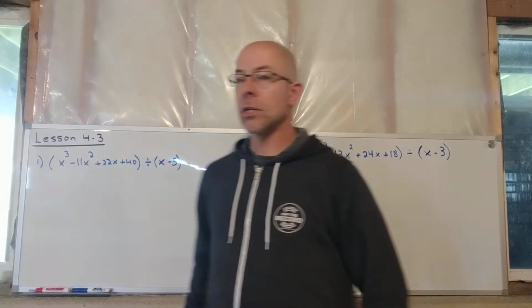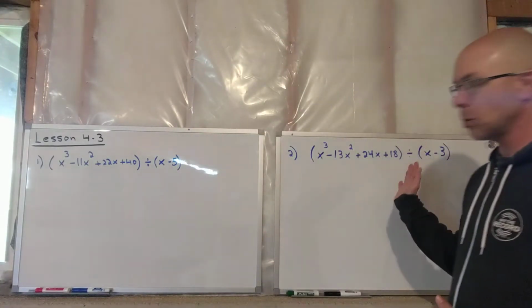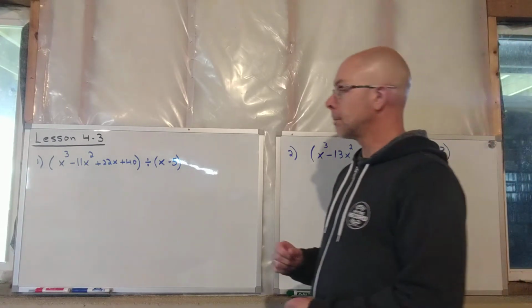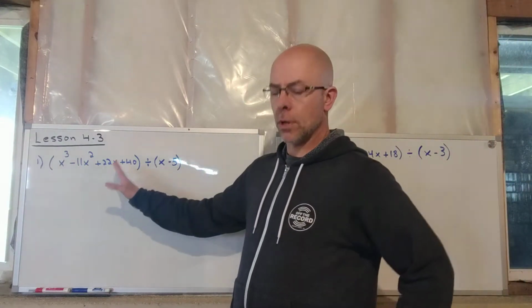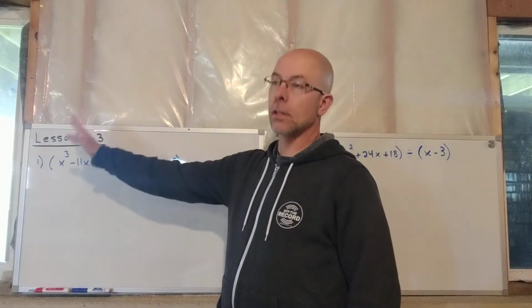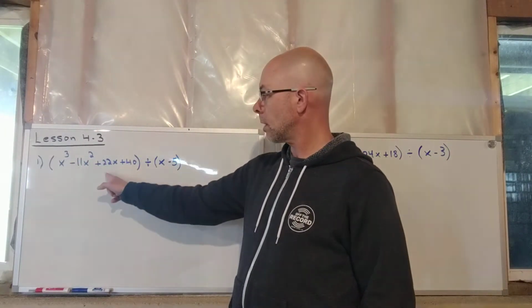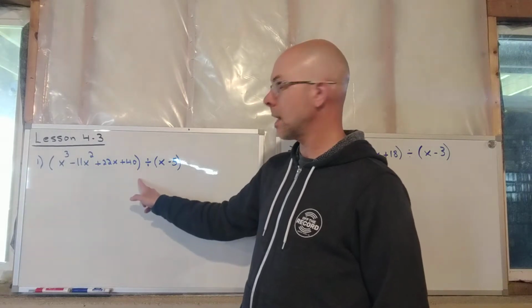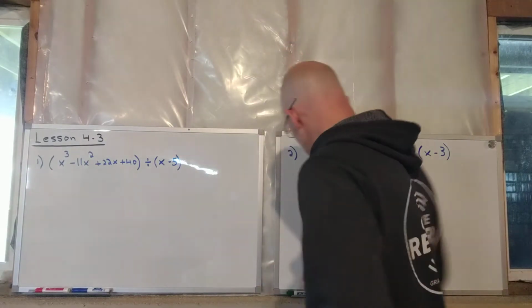So in this first question, I've got 3 examples total. I've got 2 of them up here already. The first example we're doing is x cubed minus 11x squared plus 22x plus 40 divided by x minus 5.